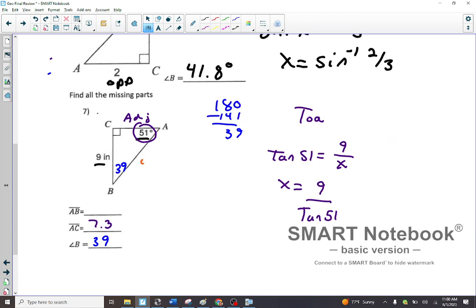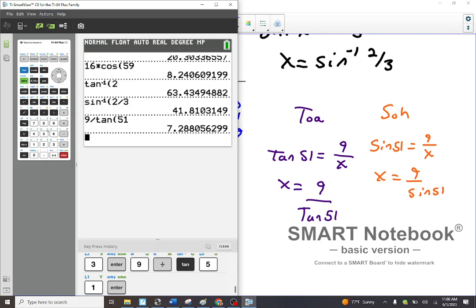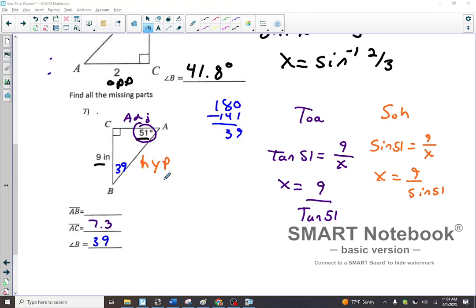And then I have a hypotenuse over here. Again, I have 51 degrees. And I have an opposite, I'm sorry. So opposite over hypotenuse, that's SO. Sine 51 equals opposite, 9, over hypotenuse, x. You can swap the positions when it's on the bottom. 9 over sine 51. 9 divided by sine 51. 11.6.